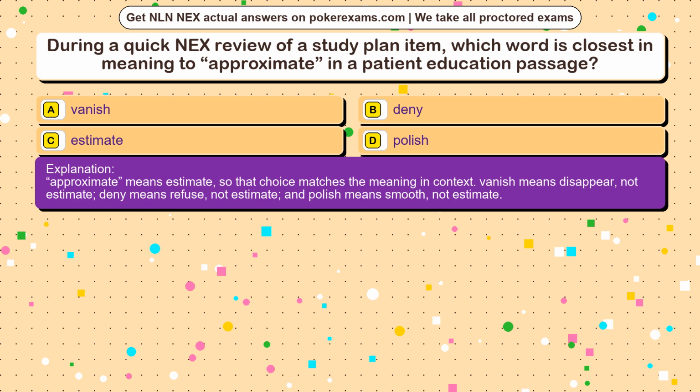Vanish means disappear, not estimate. Deny means refuse, not estimate. And polish means smooth, not estimate.